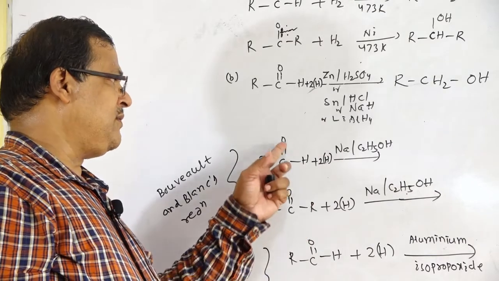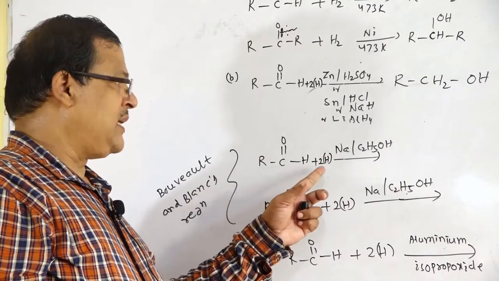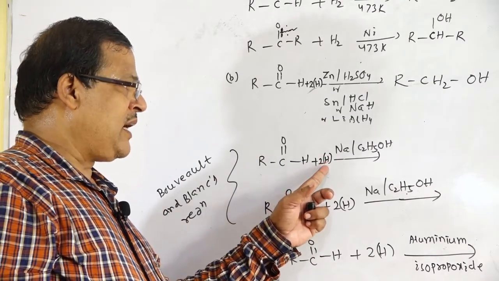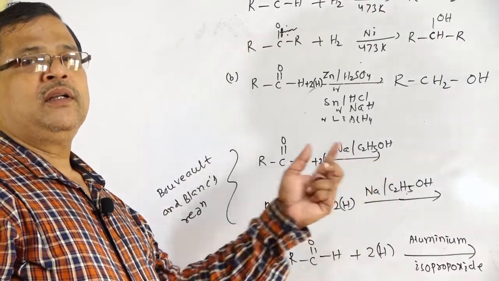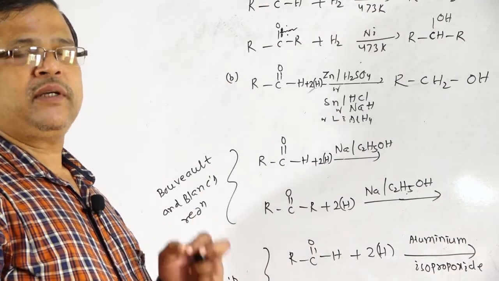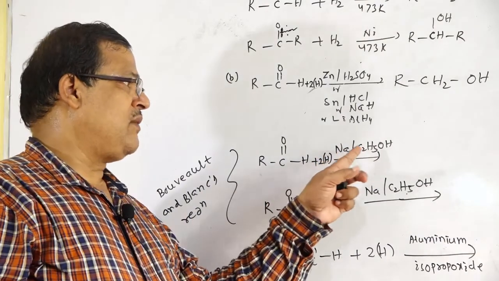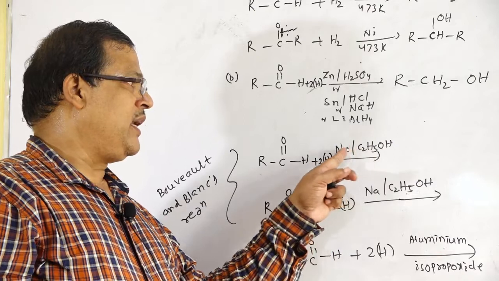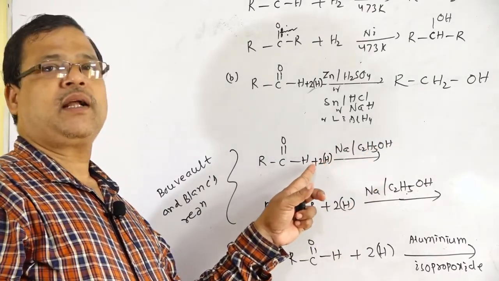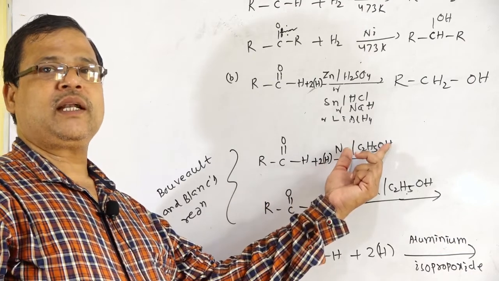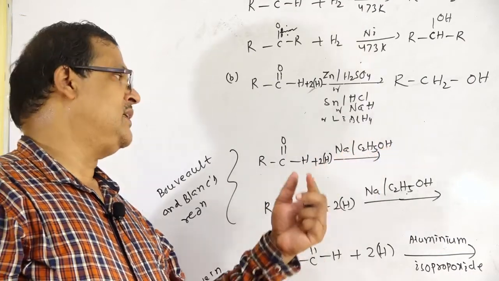So that hydrogen atom will help in the process of reduction. RC double bond O, H, that is an aldehyde, is added with hydrogen. This hydrogen atom comes from this reducing agent, sodium in ethyl alcohol, because they react to form C2H5ONa and hydrogen is liberated. That hydrogen helps in the process of addition, therefore this will be treated as a reducing agent.